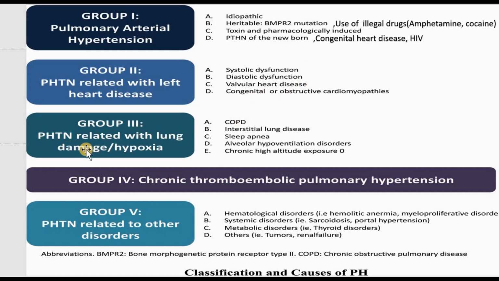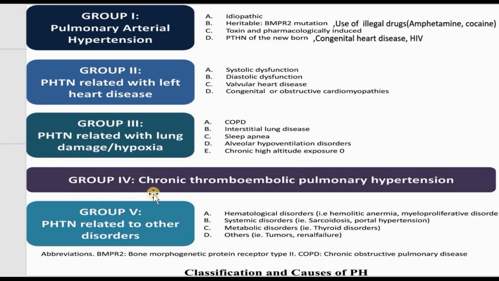Group 3 pulmonary hypertension is due to lung disease, for example COPD, interstitial lung disease, or due to hypoxia seen with sleep apnea or chronic exposure to high altitude. When there is chronic exposure to high altitude, the inhaled air has less oxygen. As a result, there is vasoconstriction of the pulmonary arteries. As a result, the blood pressure goes up.